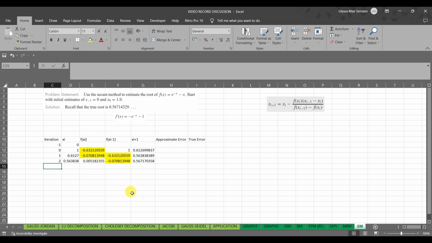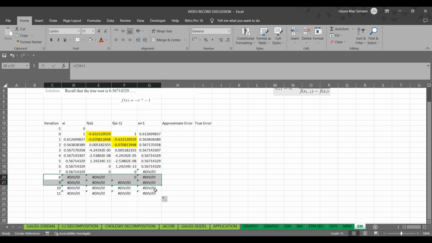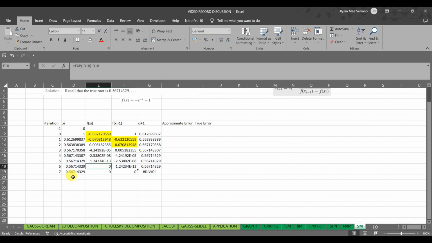So next is the third iteration. Same process, we're going to use the calculated x sub i plus 1 and apply the equation to find x sub i and its value. You will also see that they are the same, and we keep applying the formula. The process just continues until the value of the function of x sub i is already equal to 0, because we're finding the value of the root. If it is already 0, then the last value of x sub i plus 1 will be the value of the root of the given function.